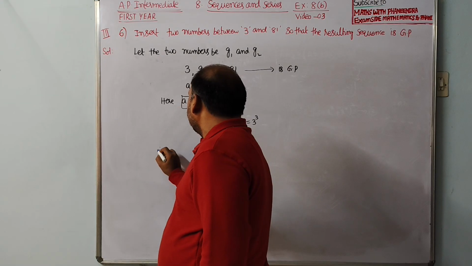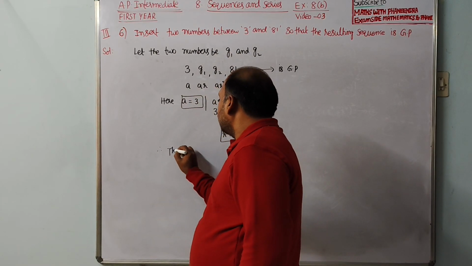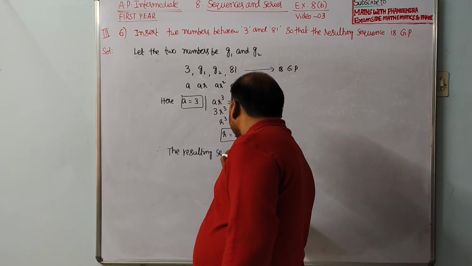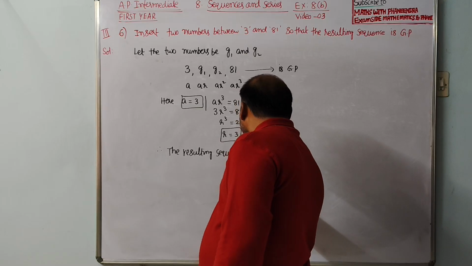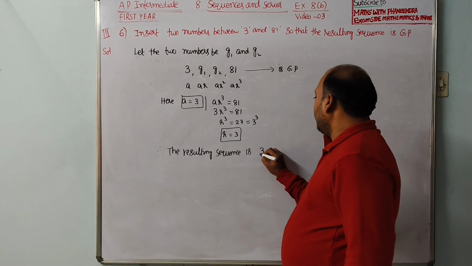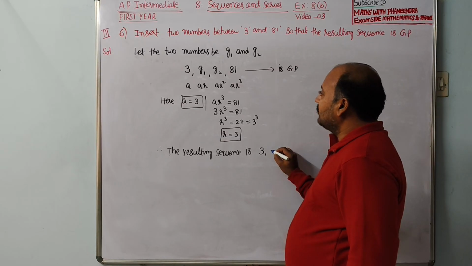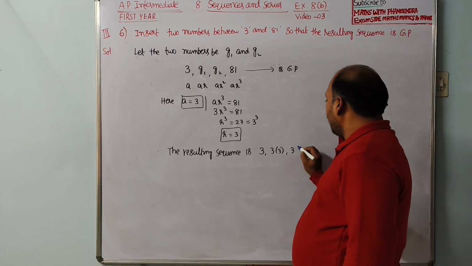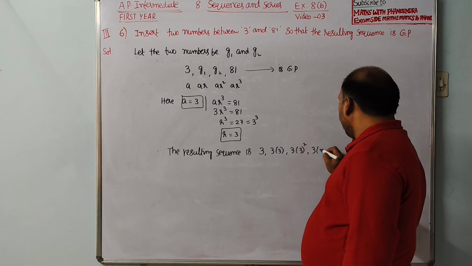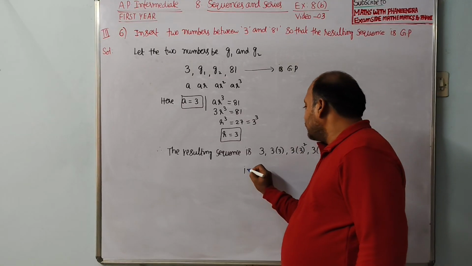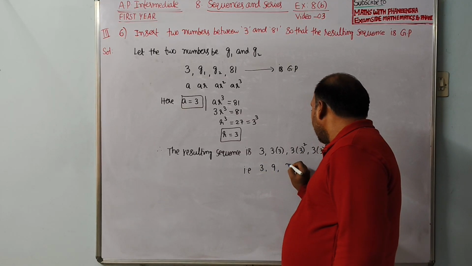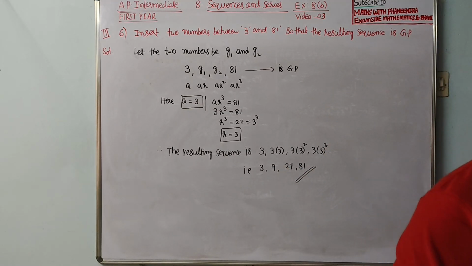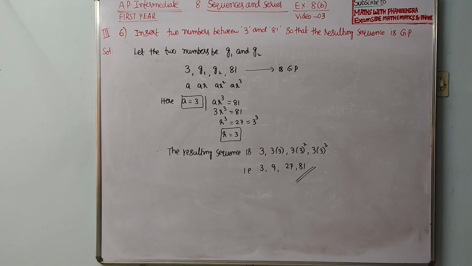Therefore the resulting sequence is 3, AR means 3 into 3, next 3 into 3 square, 3 into 3 cube, that is 3, 9, 27, 81. So this is the required sequence, dear students. I hope you understand.